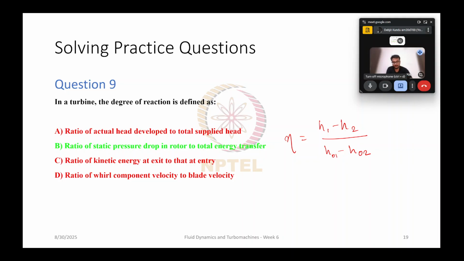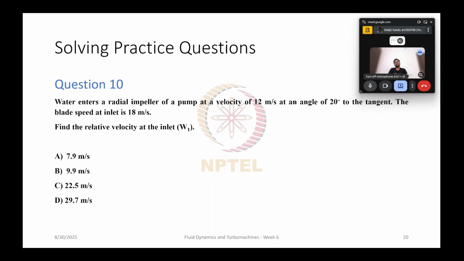Okay, hope that's clear. Let's move on to the last question of today's session. Question number 10. It's telling us that water enters a radial impeller of a pump at a velocity of 12 meters per second at an angle of 20 degrees to the tangent. The blade speed at the inlet is 18 meters per second. What you have to find is the relative velocity at the inlet. So you have to draw a velocity triangle and find out what the relative velocity is.